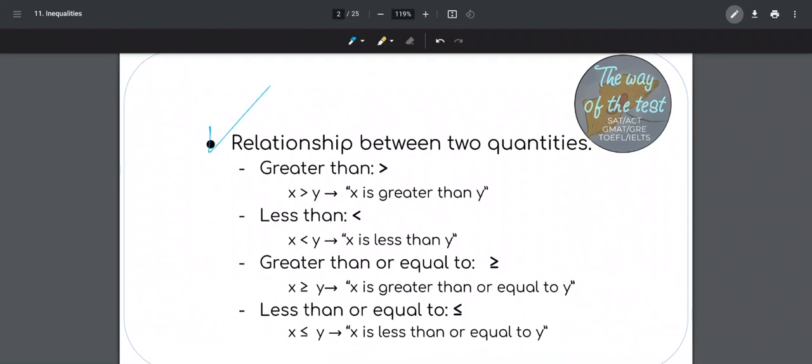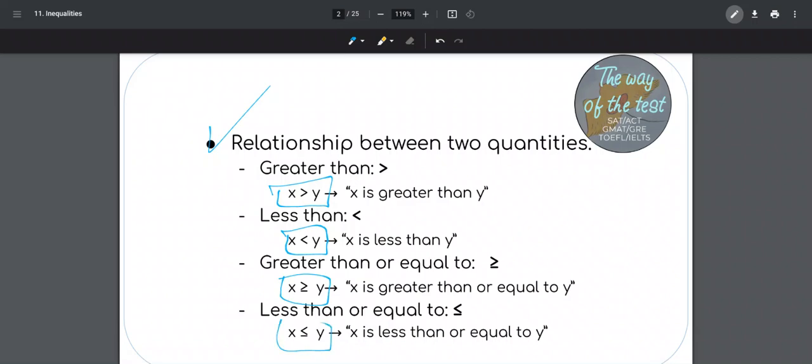Well, if one quantity is greater than the other one, we use this symbol over here, and this reads as x is greater than y. Then we have this other symbol over here, which reads as x is less than y, which means the value of x is less than the value of y. Then we have this symbol over here, which reads as x is greater than or equal to y, which means here x can also be equal to y.